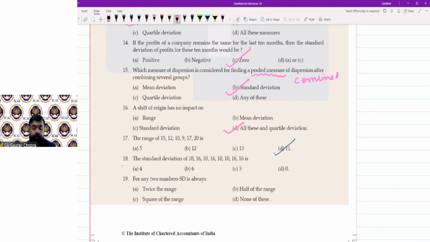Now 18. Number 10 and 16. There are two numbers only in the series and they are getting repeated equal number of times. So we have done when there are only two numbers, the standard deviation is half of range. So 16 minus 10 upon 2, it will give us 3. 19. For any two numbers, standard deviation is option B, half of range.